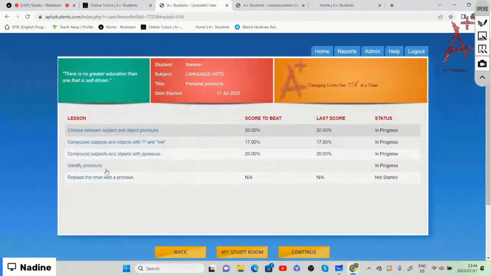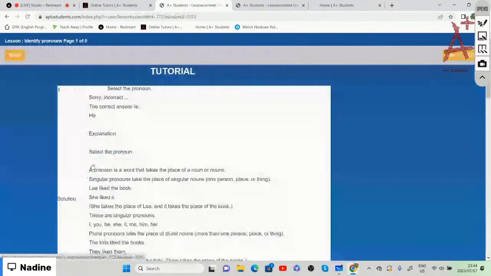And just before we end off, we'll end off with identifying pronouns. As much as we started with subject pronouns as well as object pronouns, a pronoun is a word that takes the place of a noun or nouns. We have singular pronouns, and then we also have plural pronouns. Our singular pronouns tell us about one person, place, or thing. And then we have our plural pronouns, which tell us about more than one person, place, or thing.